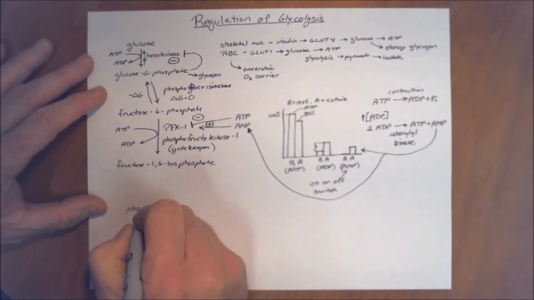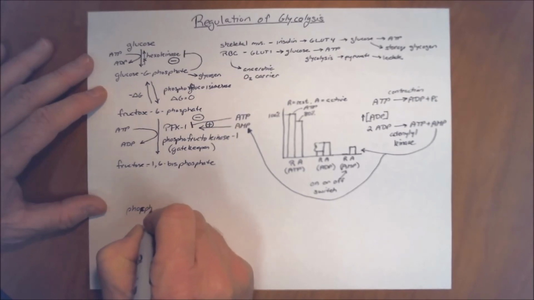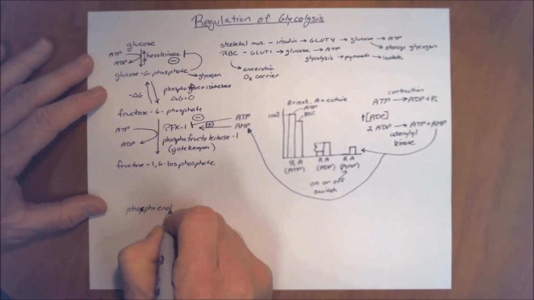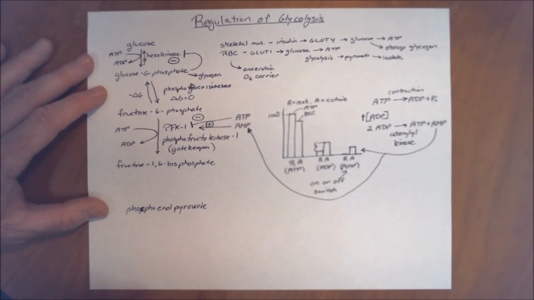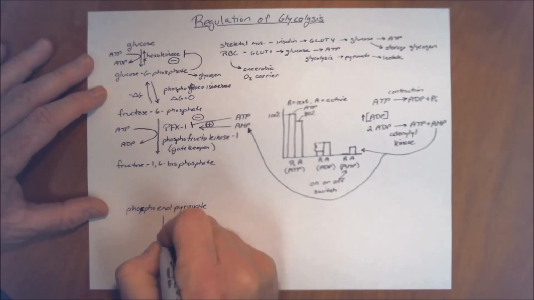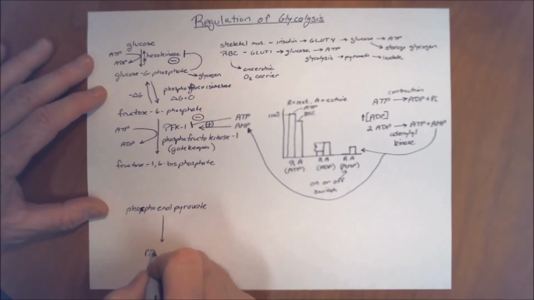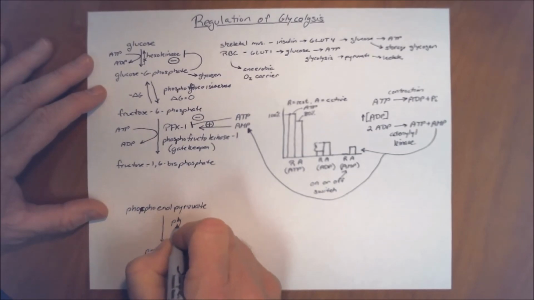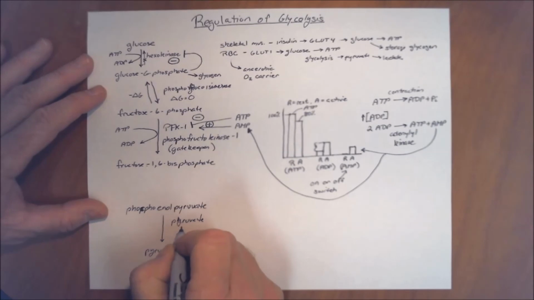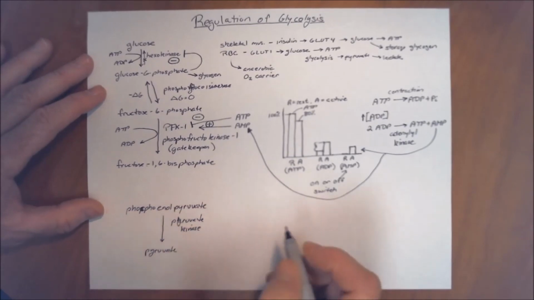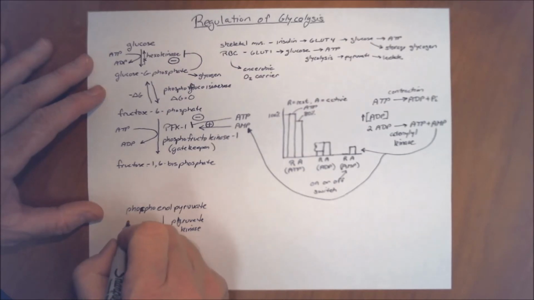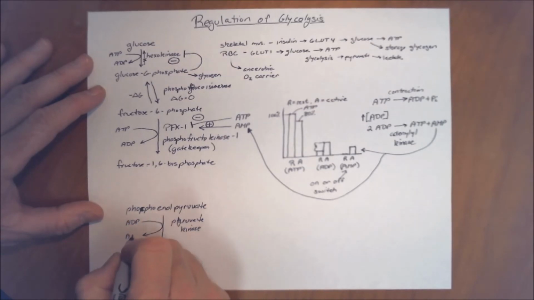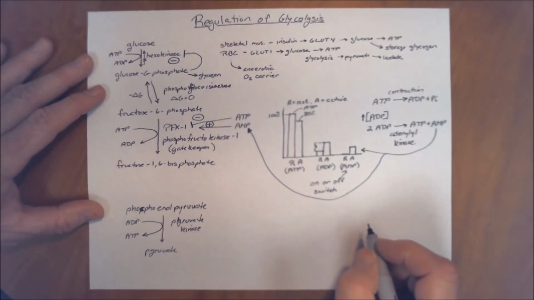The final step of regulation is the last step of glycolysis. We're going to convert phosphoenolpyruvate into pyruvate, and this is done by the enzyme pyruvate kinase. This is importantly one of our ATP generating reactions, so we're going to convert ADP to ATP, harnessing energy.